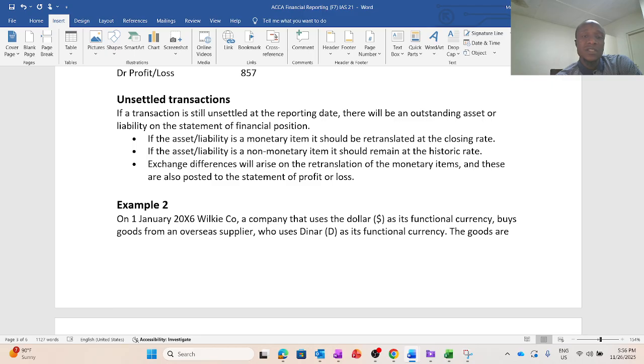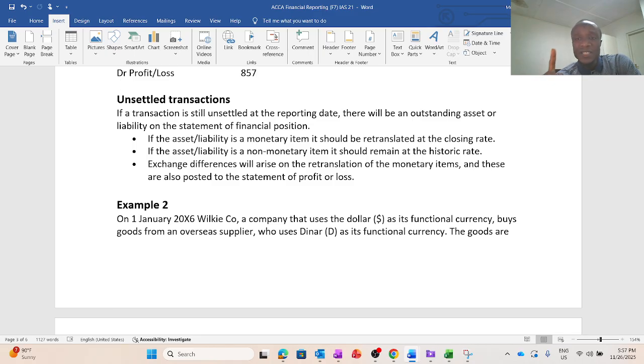If a transaction is still unsettled at the reporting date, let's assume the reporting date is the 31st of December 20X8, then we are going to settle the transaction in, let's say, February 20X9, then it means at the reporting date, we need to do some retranslation for the monetary transaction only. We are not going to retranslate the non-monetary transaction, provided it is valued at historical cost. But we are going to look at it. Don't worry about it.